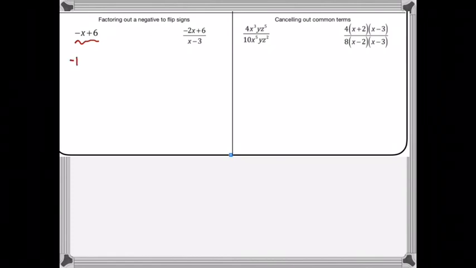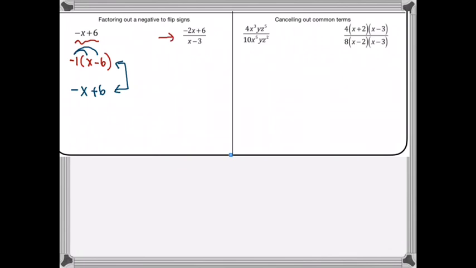So if I factor out a negative, I know that every sign inside the parentheses would flip, and it would look like that. To prove that it works, I could put the negative sign back in, and I would have a negative x plus 6. So I know that these are going to be like forms, and I could rewrite them to possibly do some canceling out, which is something that we're going to see in the next example.